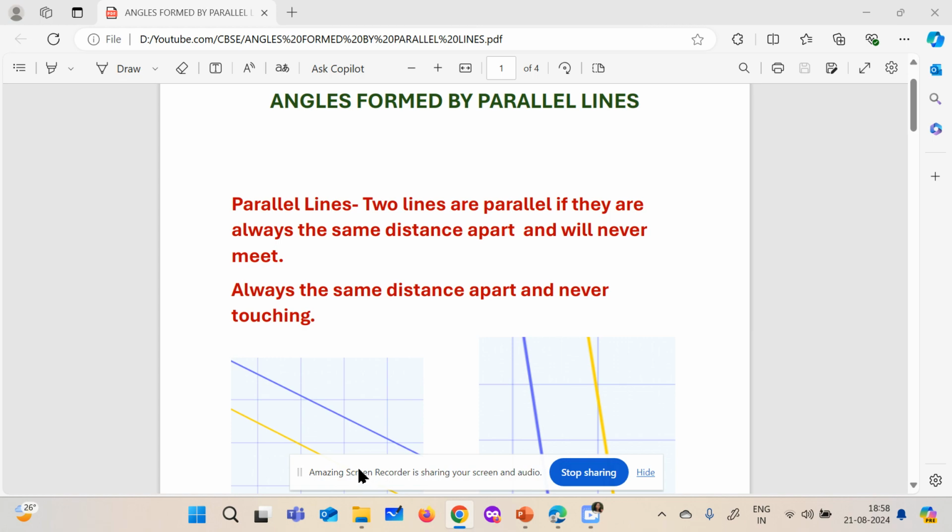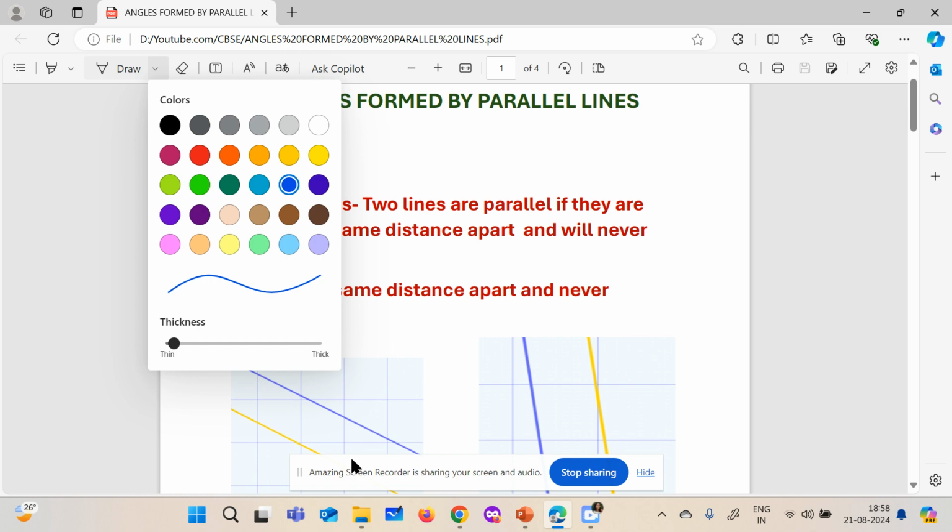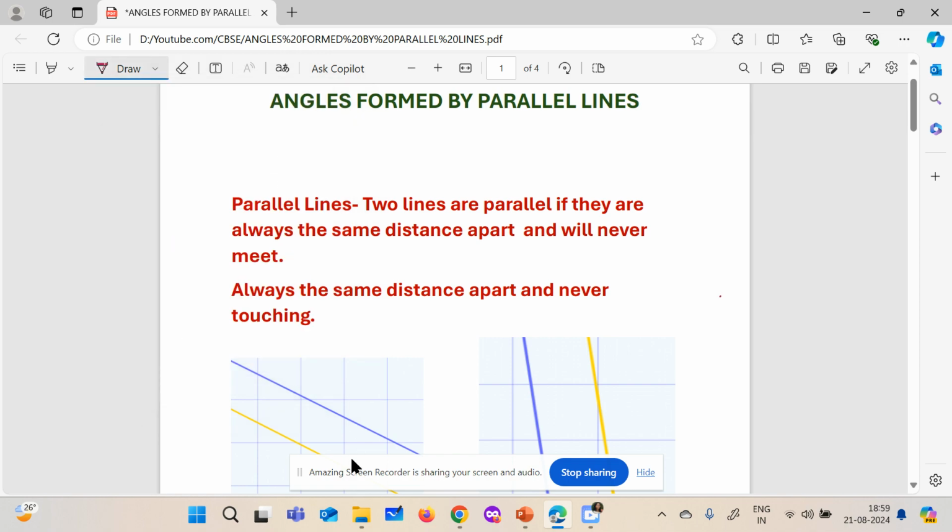In today's class, we will learn about angles formed by parallel lines. You must have watched the previous session about the basic terminologies used in geometry like lines, points, line segments, and then you studied about parallel lines, concurrent lines, and collinear points. Okay, so in today's session, we will learn about the angles formed by parallel lines.